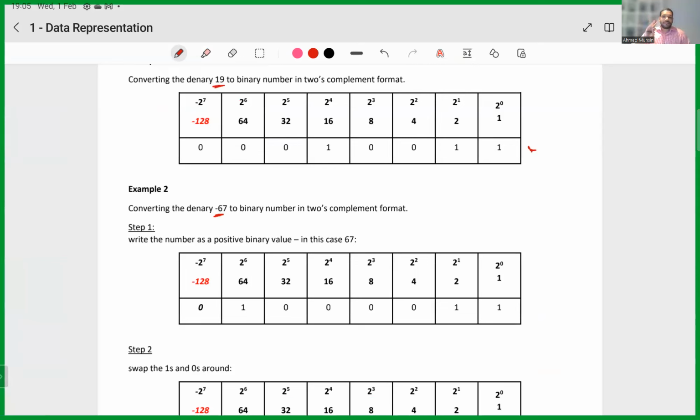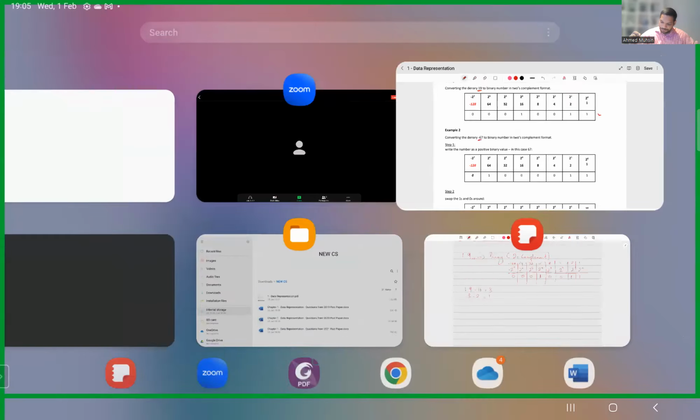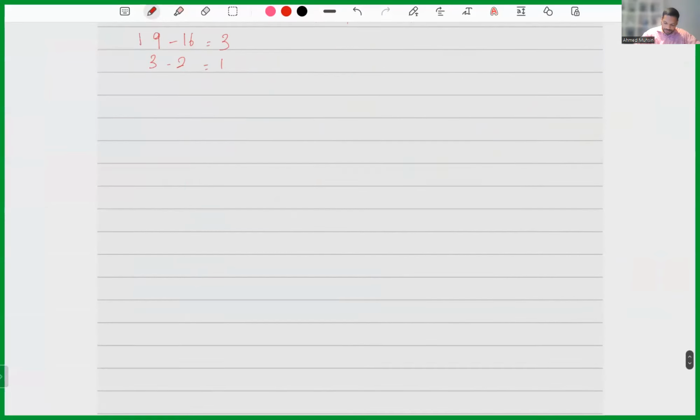There are altogether 3 steps. Step number 1 is take minus 67 and write it in binary as positive 67. That's the first step. So let's do that. Step number 1, convert it as 67.